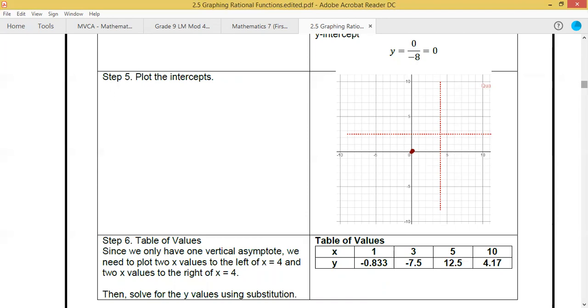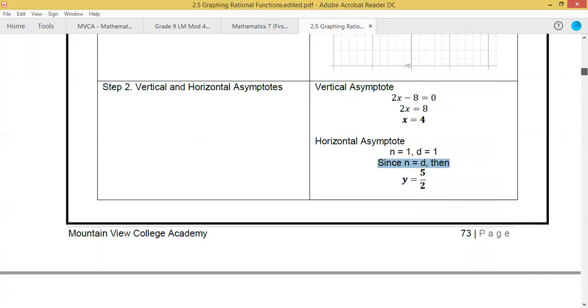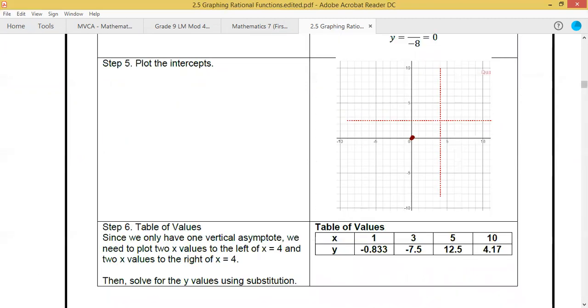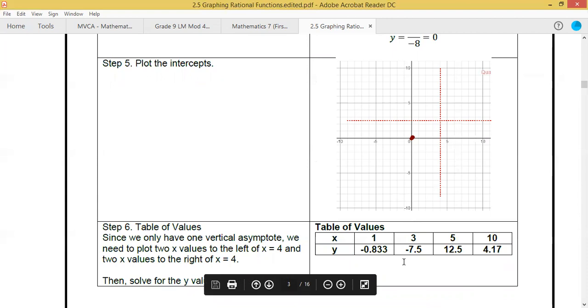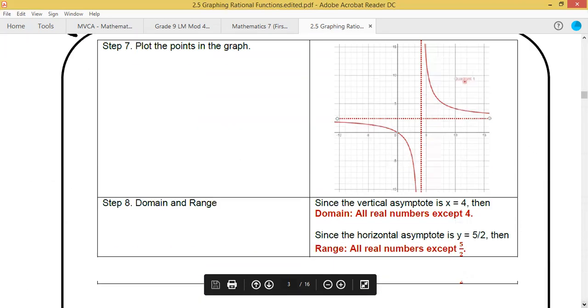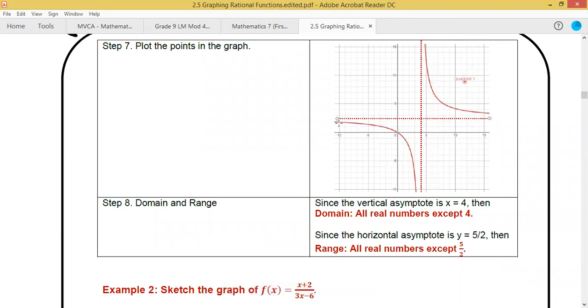And using our equation, what's our equation again? That's 5x over 2x minus 8. We substitute the values of x, then we get the value of y. This is now the value of your y. Then we plot these points in the graph. So we have this one. Be sure that the branches of the graph do not touch the vertical and horizontal asymptotes.